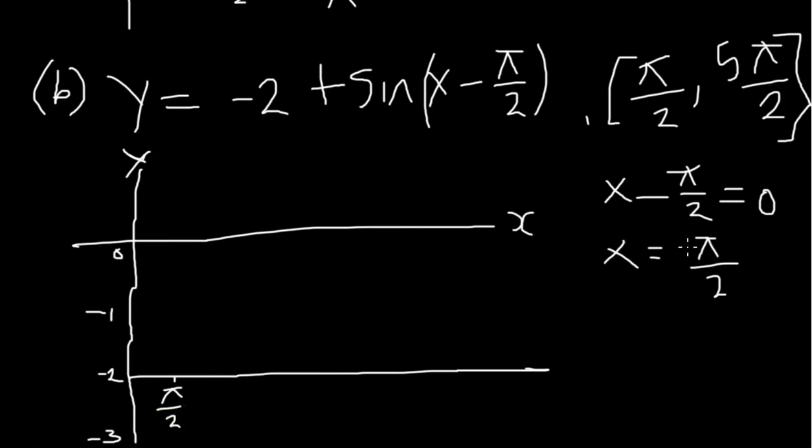And then where is it going to end? Or rather, what is going to be my period? Remember what I said? The period is going to be 2 pi over b. According to this, my b is 1. b is just the coefficient of x there. So b is 1, and then plus or minus this.